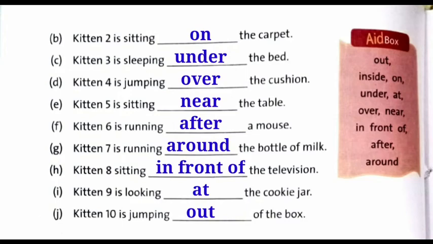Number F. Kitten 6 is running dash a mouse, after a mouse. Number G. Kitten 7 is running dash the bottle of milk, around. Number H. Kitten 8 is sitting dash the television, in front of. Number I. Kitten 9 is looking dash the cookie jar, at. Number J. Kitten 10 is jumping dash the box, out of the box.